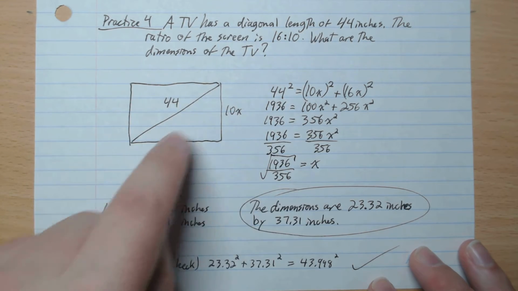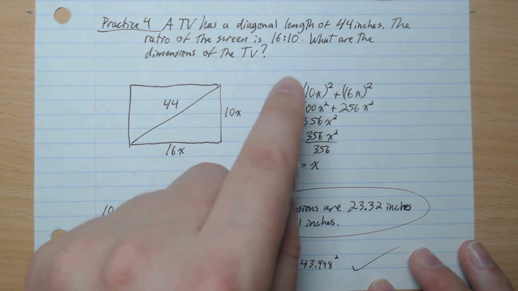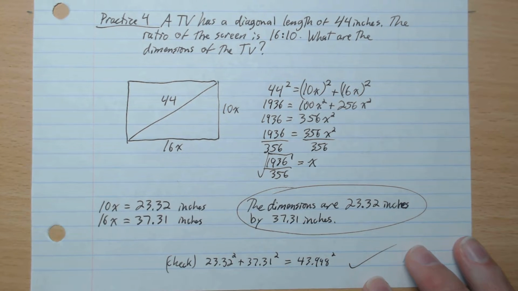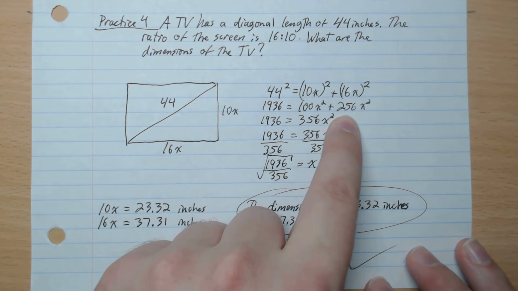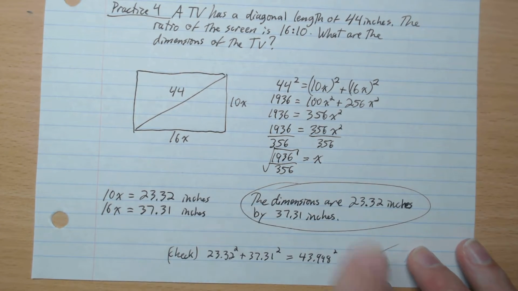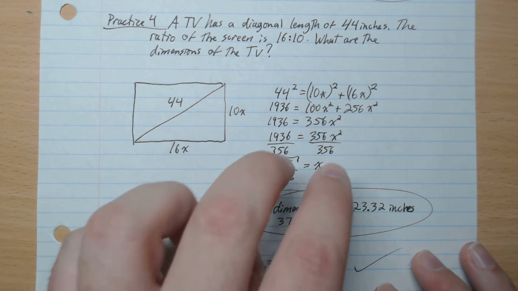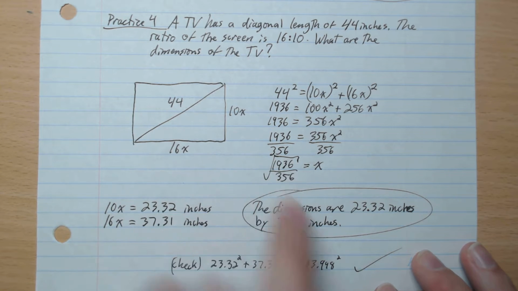44 squared is 10x squared plus 16x squared. 10x times 10x is 100x squared, if you remember from our intro to exponents video. 16x times 16x, 256x squared, like that. Add them up, 356. Divide by 356 on both sides. And then square root on both sides. Now, this value here, I'm going to leave it like that. And we're going to use it right now.